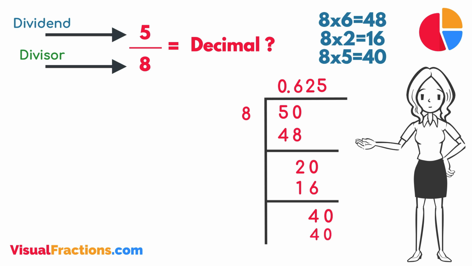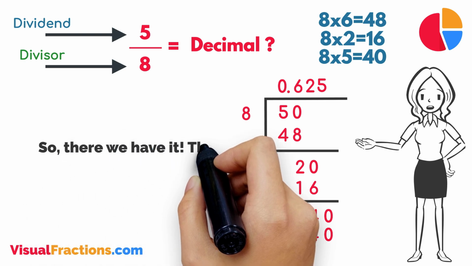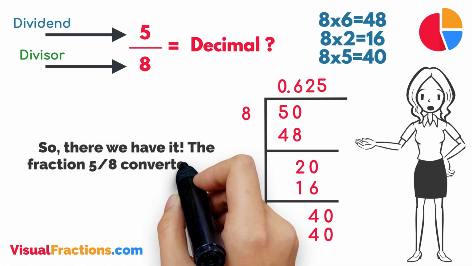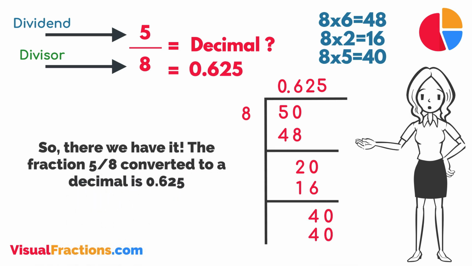Multiplying 8 by 5 gives us 40. When we subtract 40 from 40, we get 0, with no remainder. So, there we have it. The fraction 5/8 converted to a decimal is 0.625.